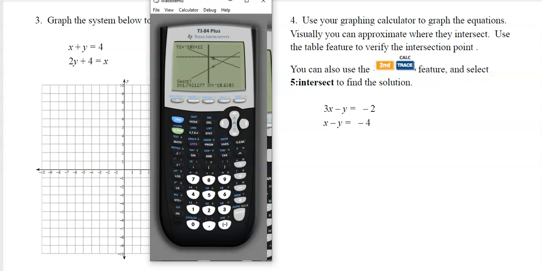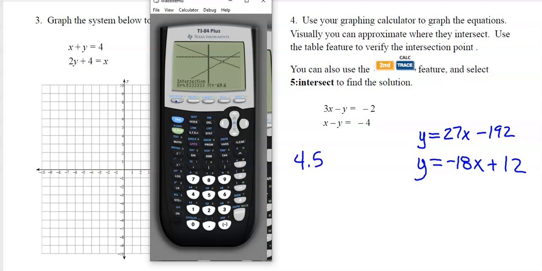Do you want me to guess? Yep. And this is a nasty intersection point. Most of the time, if you just make stuff up, it's going to be nasty. So it looks like our intersection point for this equation was 4.553 repeating, and then negative 69.6. Enter.